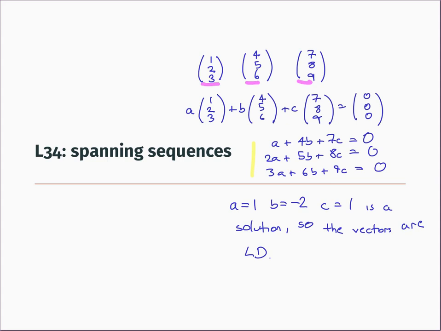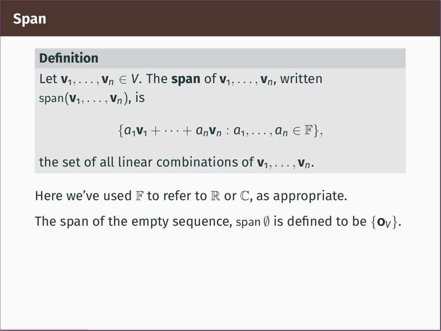So now we're going to move on to the second in our key concepts about vectors and vector spaces, which is the concept of being a spanning sequence. To introduce that, I need the concept of the span of some vectors. Here's the definition. If you take vectors v1 up to vn in a vector space V, then the span of v1 up to vn, which we write like this, is the set of all linear combinations of v1 up to vn. In other words, it's the set consisting of all things of the form a1v1 plus a2v2 and so on up to anvn, where the a's are scalars.